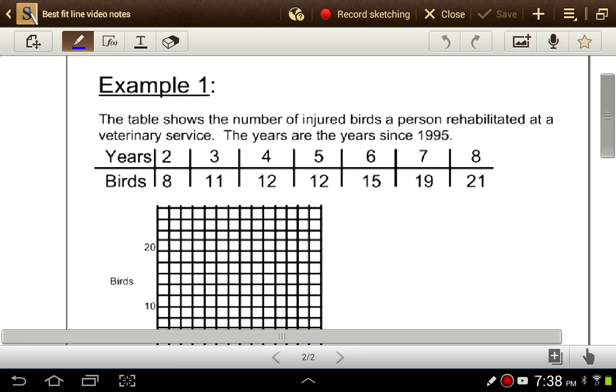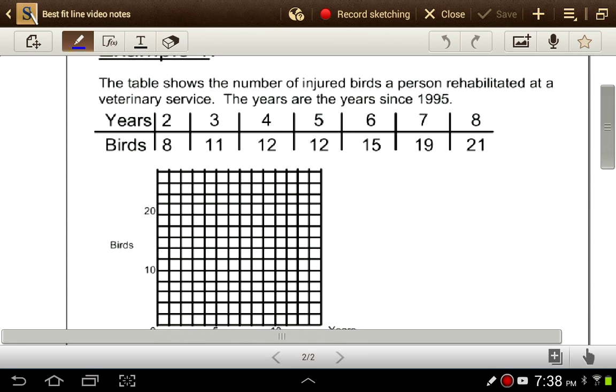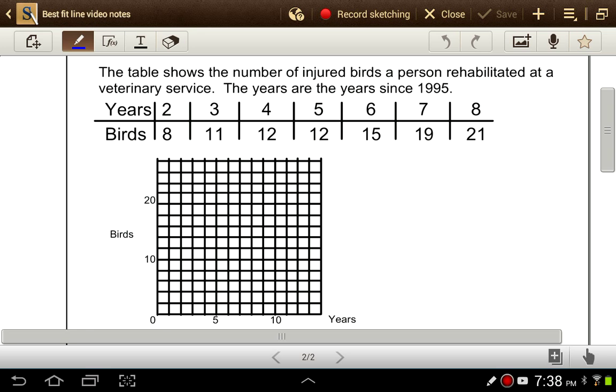Alright, in our first example, showing injured birds. Okay, so here's our data. These are the years since 1995, so 2 years after 95, so 97, and so on, and how many birds the person rehabilitated at the veterinary service. Okay, so I'm going to graph my points, 1, 2, and then up to 8. So there's my first point, and then 3, 11.